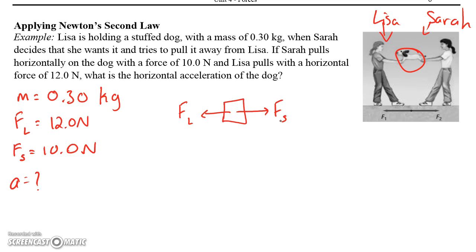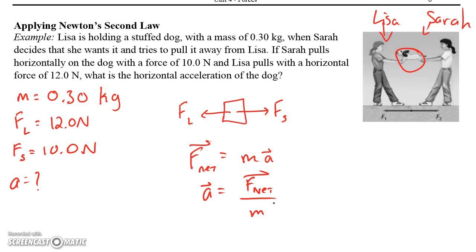Newton's second law problems always go to F net equals ma. That's our equation. F net equals ma. Okay. Well, we want the acceleration. So let's just rearrange that equation. So we get acceleration is F net over the mass.